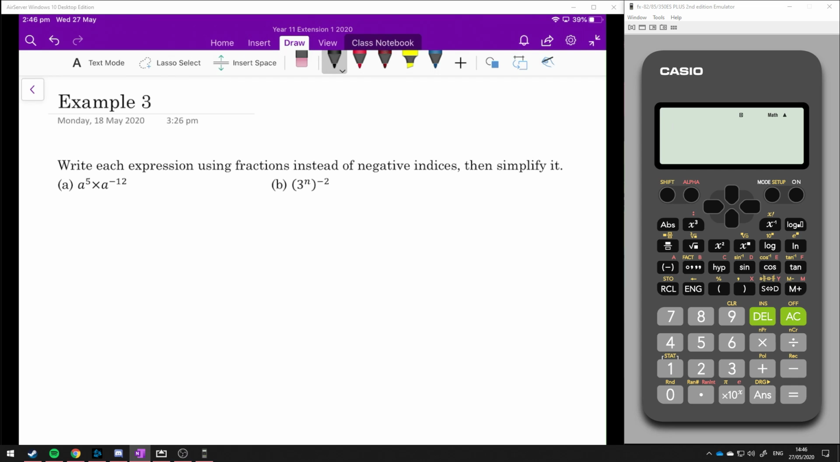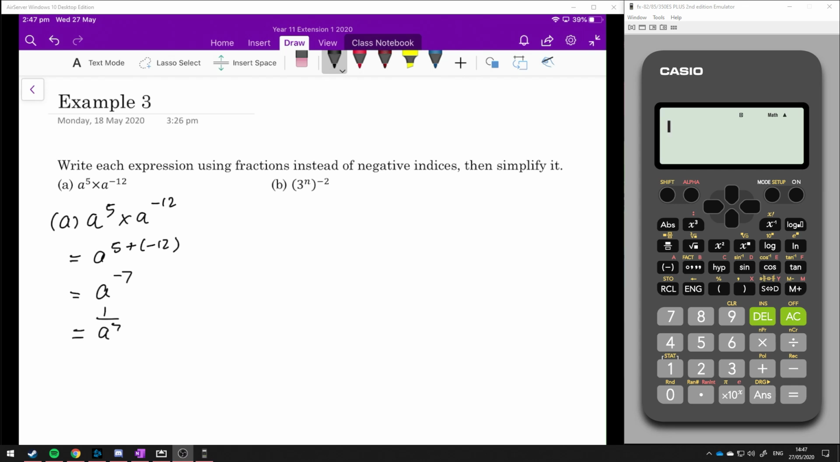In these ones, we have some negative indices, but we just apply the rules the same way as we do with the others. So a to the power of 5, times a to the power of negative 12, is just equal to a to the power of 5 plus negative 12, okay? Remember, when we multiply indices with the same base, we just add the powers. So this is the same as a to the power of negative 7, which is the same as 1 over a to the power of 7.